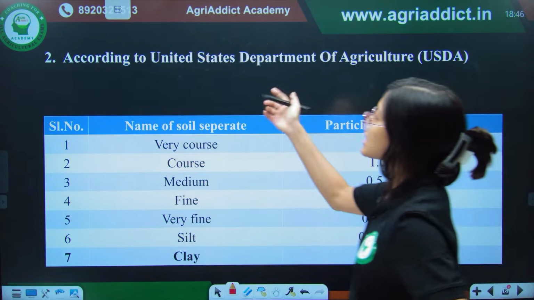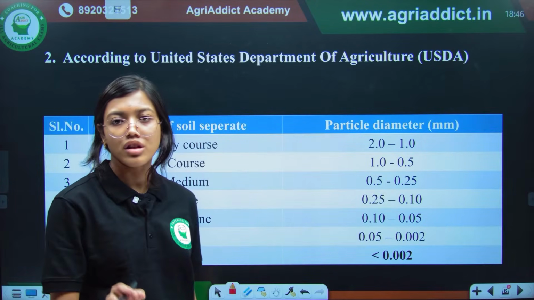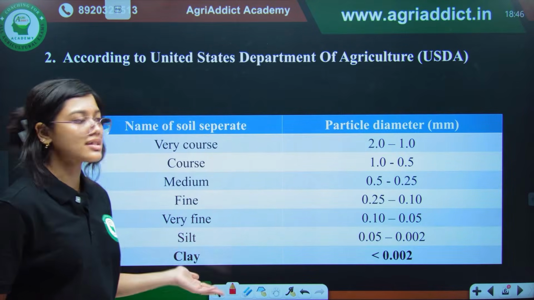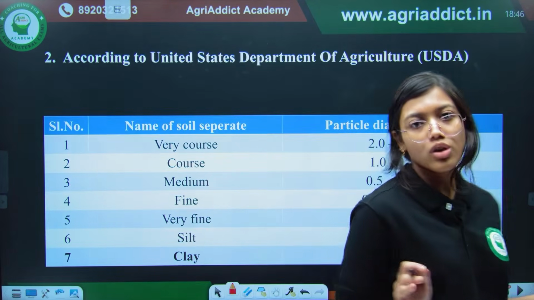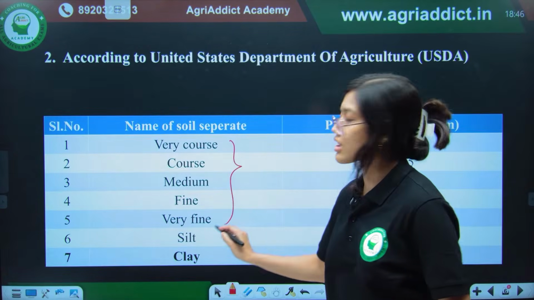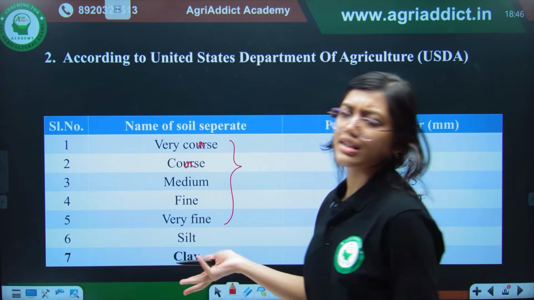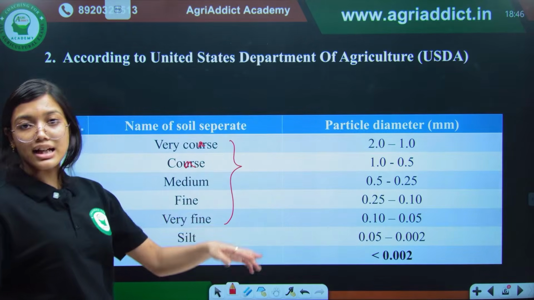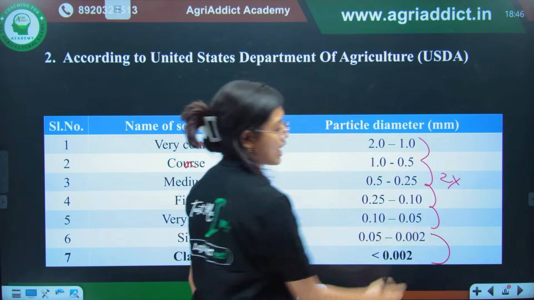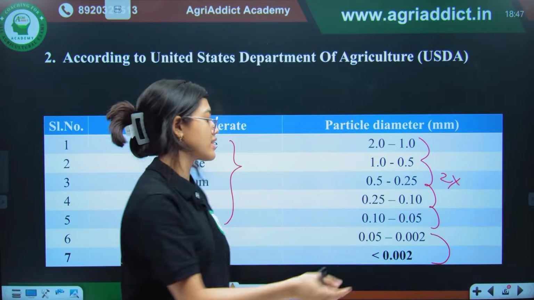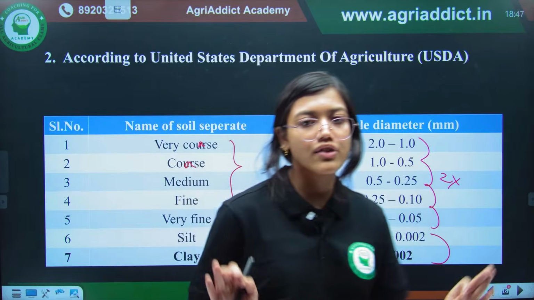Now, in the next case, we are classifying the soil according to the USDA classification. All this is very important. You should remember which of the soil separates fall under which category. So, now here in case of USDA only, we have classified the sand into 5 major groups: very coarse, coarse, medium, fine and very fine. The clay is always less than 0.002 millimeter, but here there is the catch that the particle size increases twice as we go up. So, 2 times or 2.5 times, if you multiply that, you will get this value. Okay, so these two systems of classification you should read very, very thoroughly.